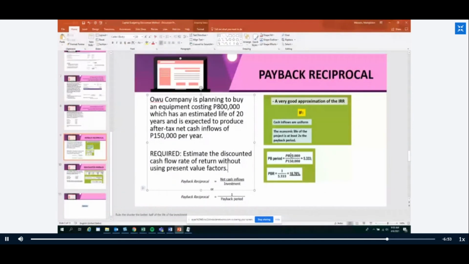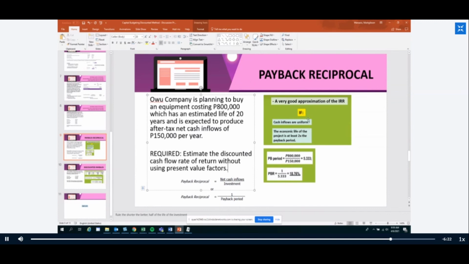So, first, let's calculate the payback period. Payback period is 800,000, yung cost of the investment, over 150,000 net cash inflow. So you'll get 5.333 as your payback period. 1 over 5.333, so that's 18.76%. So that's your payback reciprocal.